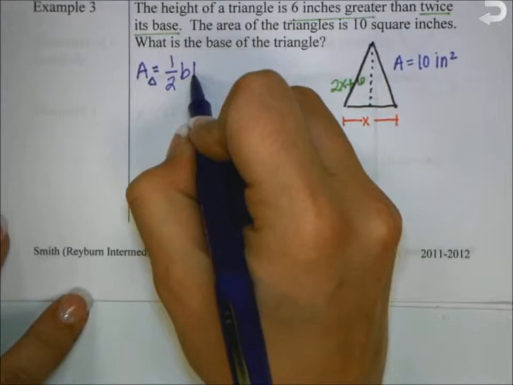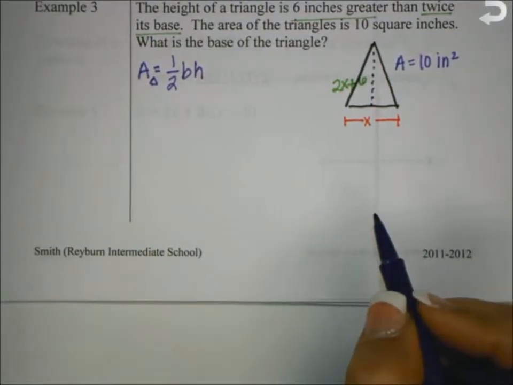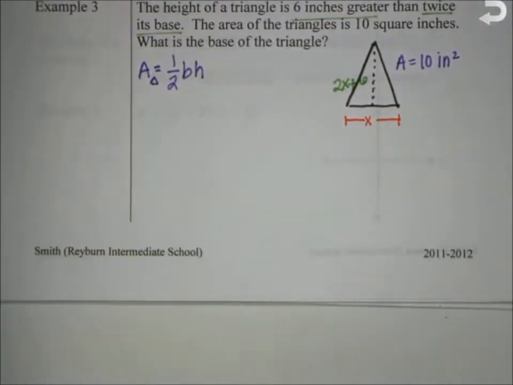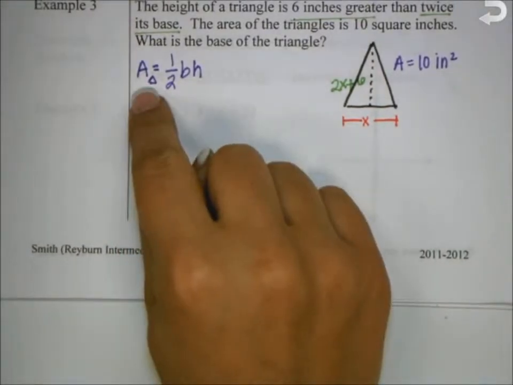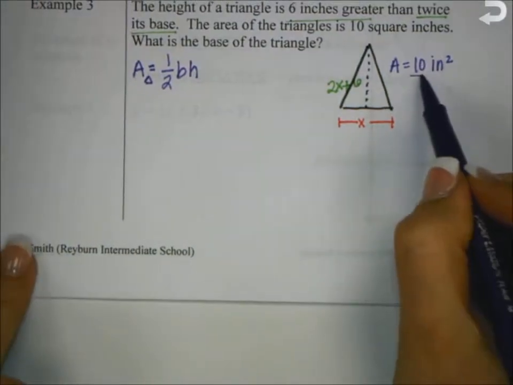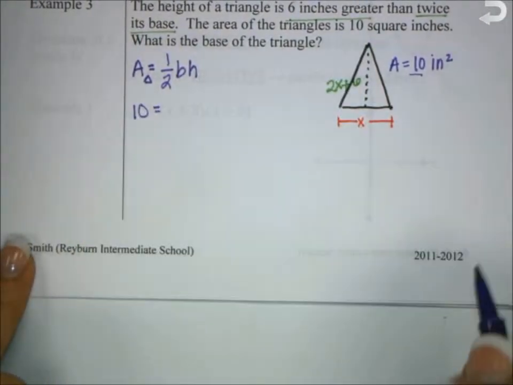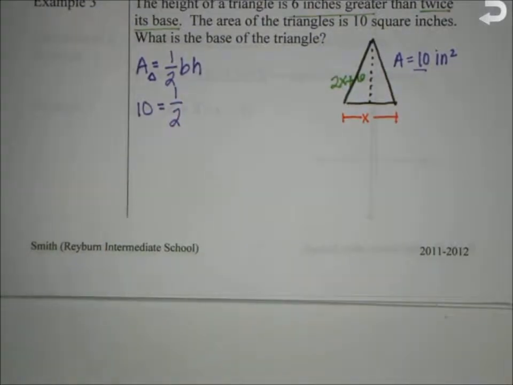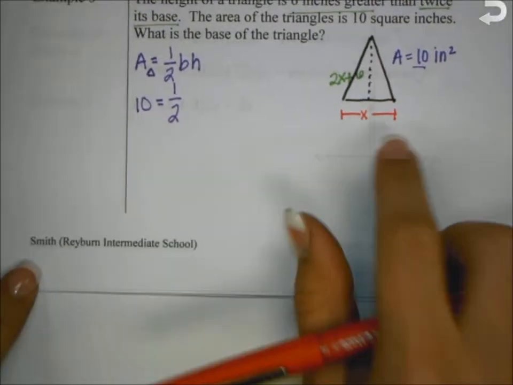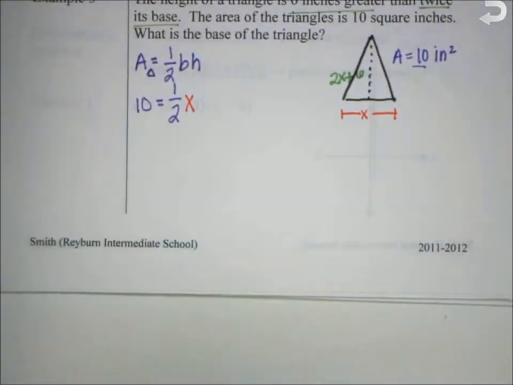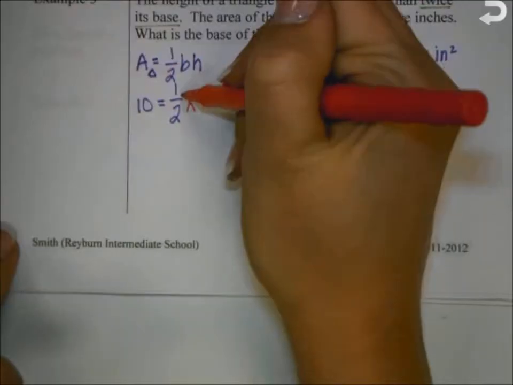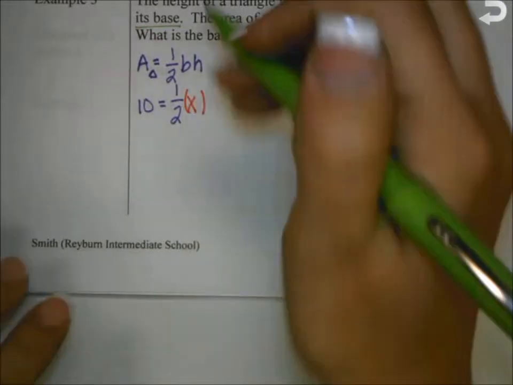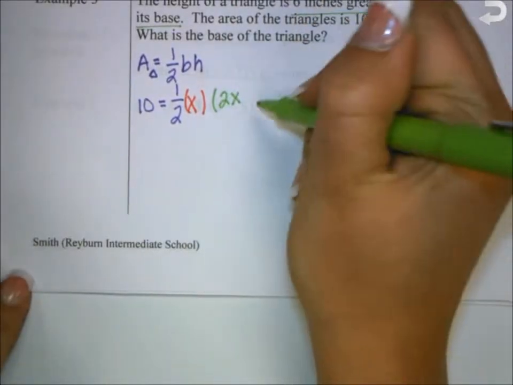Okay, so here's my area of a triangle. I know what the area is, right? Area is 10. So we have 10 equals 1/2 times base. What's my base? x. Times the height. I'm going to put this in parentheses. What's the height? 2x plus 6. So I'm multiplying all of that together.